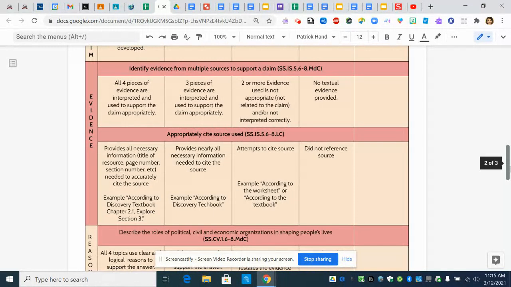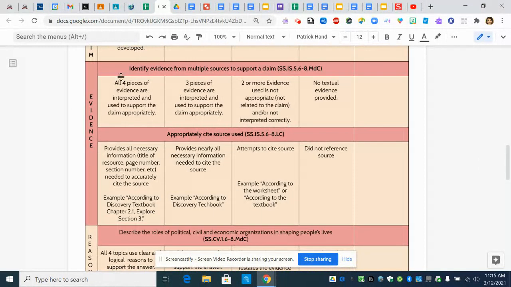Now, right now, we're asking you to use the textbook, or you can also use your Governments of Ancient Greece slideshow, or any of the notes or resources provided to you in class. But for this specific mini lesson, I'm going to show you how to use the Discovery Ed textbook as your source for your evidence.